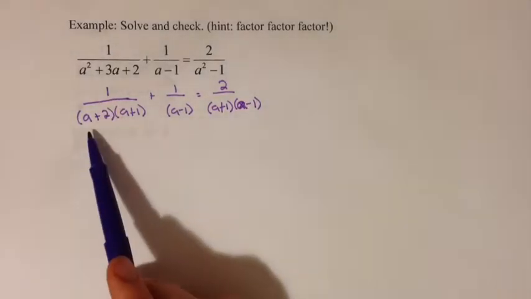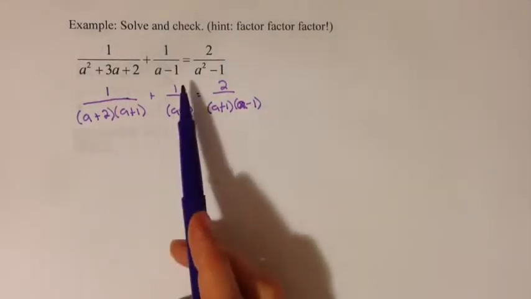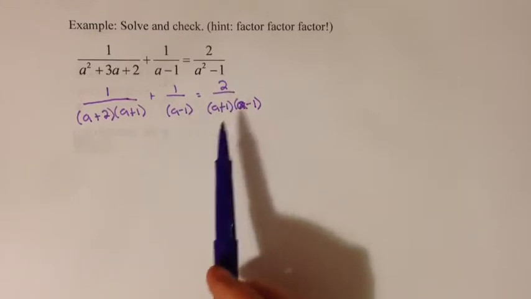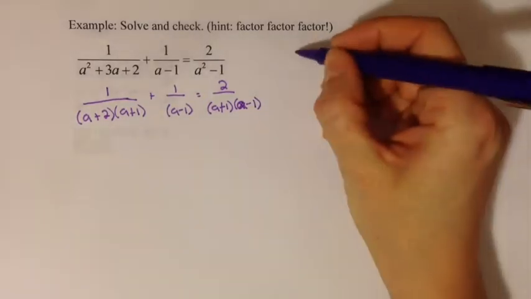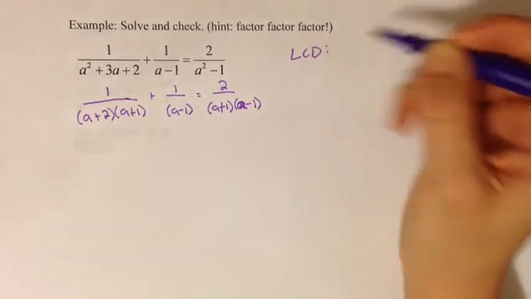I have 1 over (a plus 2)(a plus 1), 1 over a minus 1, and 2 over (a plus 1)(a minus 1). Now I need to find my least common denominator.